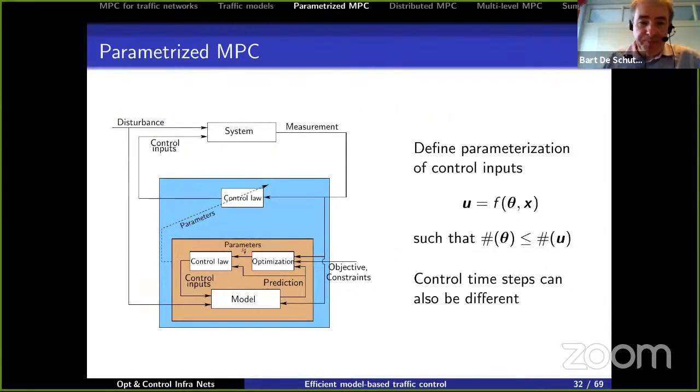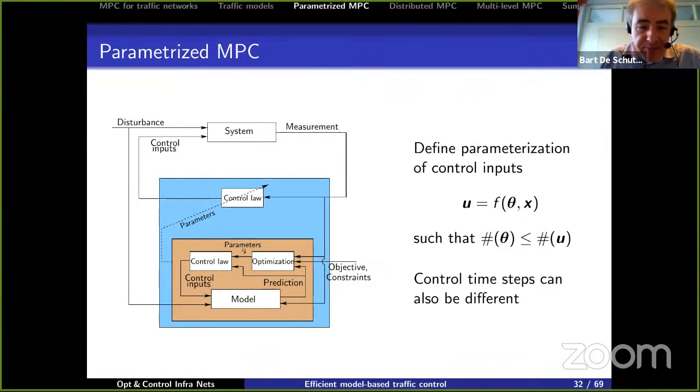So how does it work? We now have a setting that is as follows. We have our system. Again, we still measure the state and we feed it back to a control law. The control law will be used to compute the control inputs. And now we're going to update the settings of the control law using MPC. So again, we have our optimizer module, we have the model, and we have a copy of the control law. Then we use the optimizer to determine the optimal value of the parameters, and this is then fed back to the system.